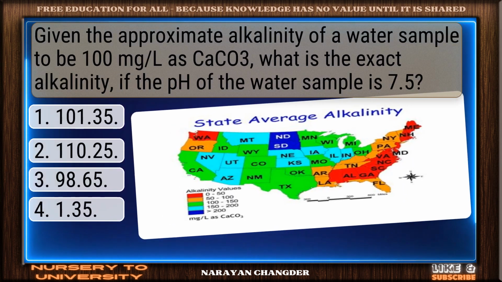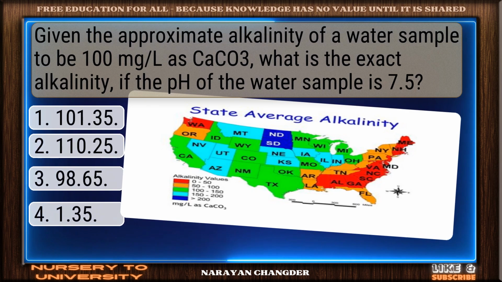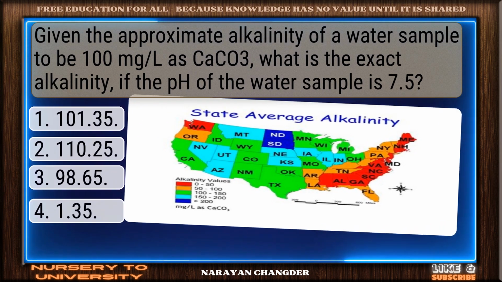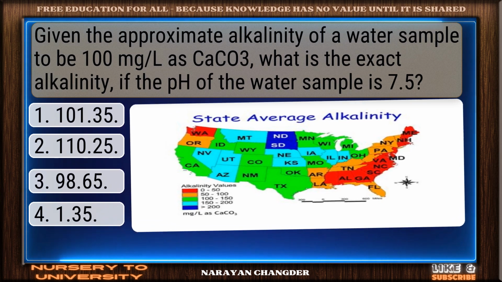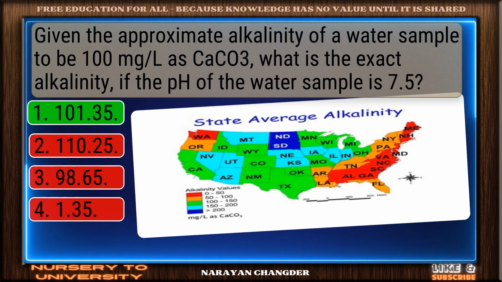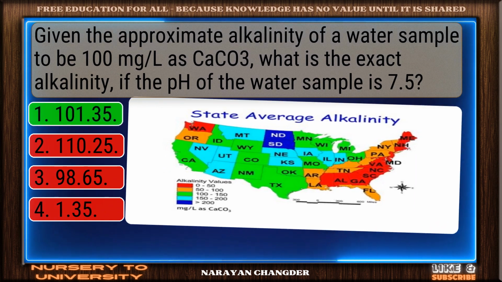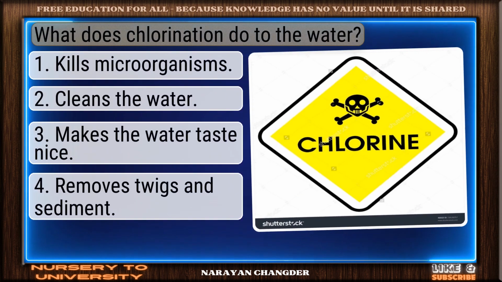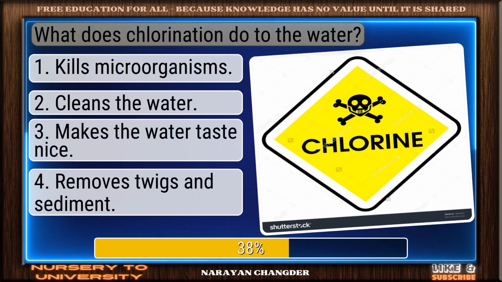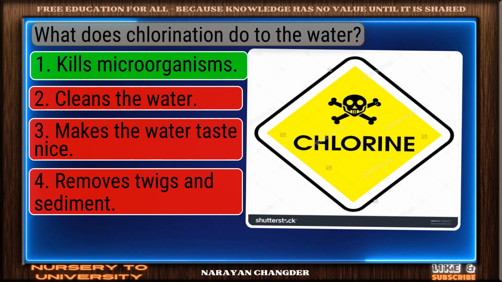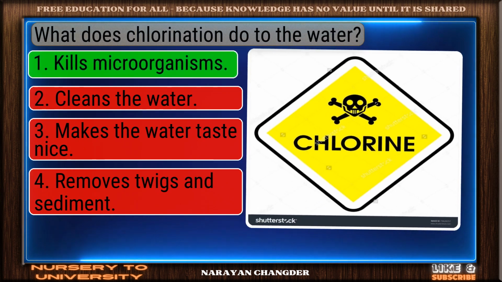Given the approximate alkalinity of a water sample to be 100 mg as CaCO3, what is the exact alkalinity if the pH of the water sample is 7.5? You're right. 10135 is the correct answer. What does chlorination do to the water? Right again. Kills microorganisms is a valid answer.